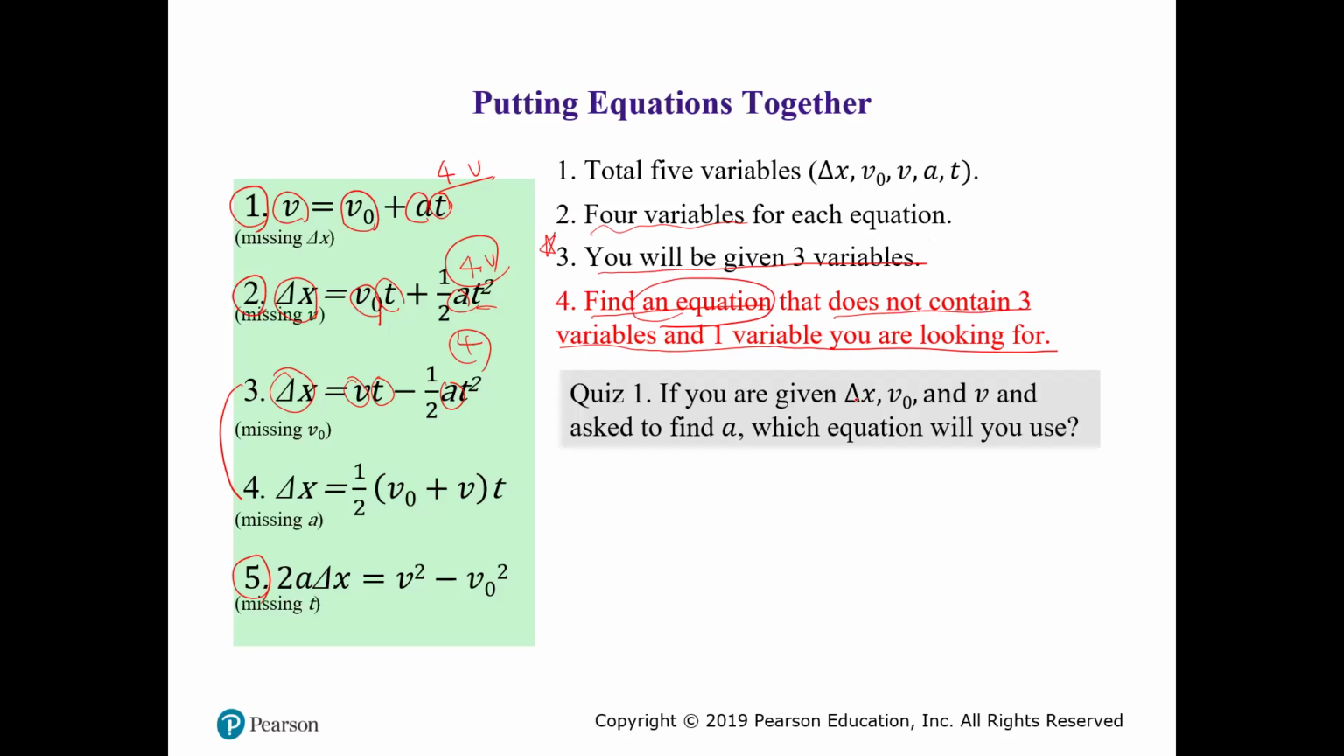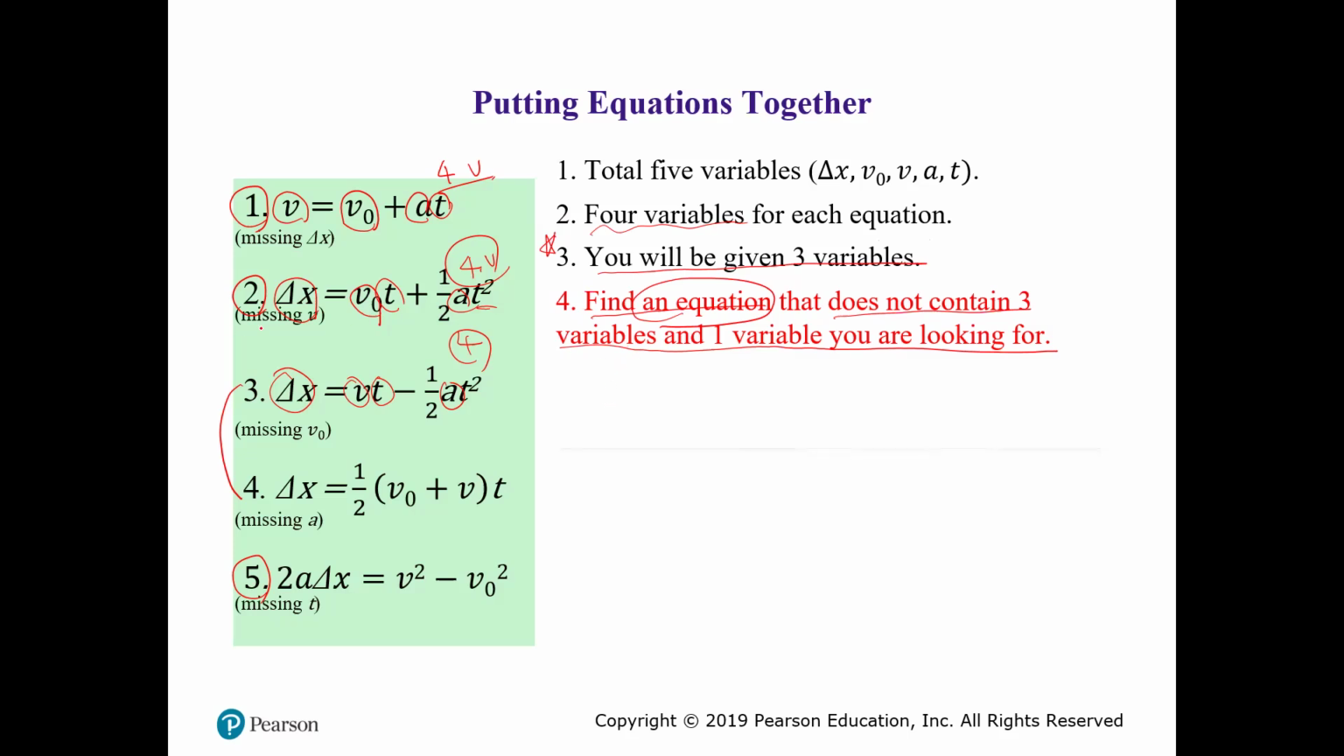So in other words, each equation has one missing variable, right? Because again, each equation consists of four variables, right? So for example, equation number one doesn't have a delta x, and equation number two doesn't have a v final. Equation number three doesn't have a v initial.